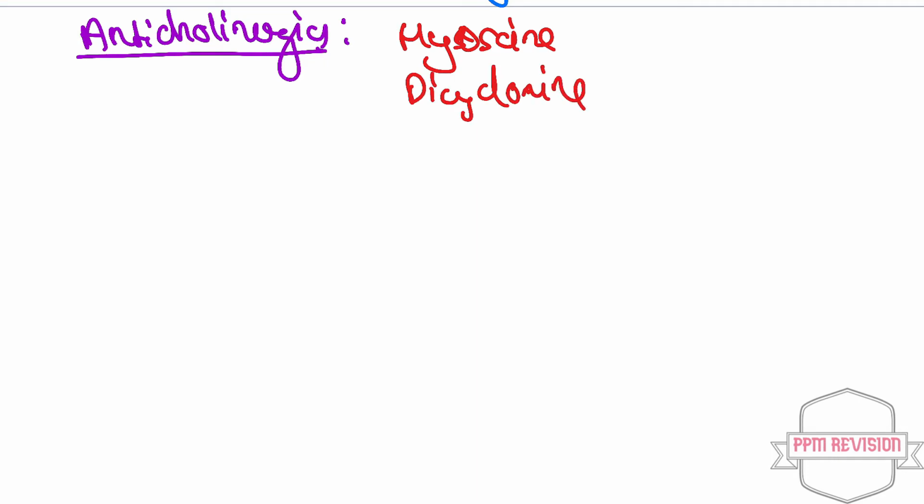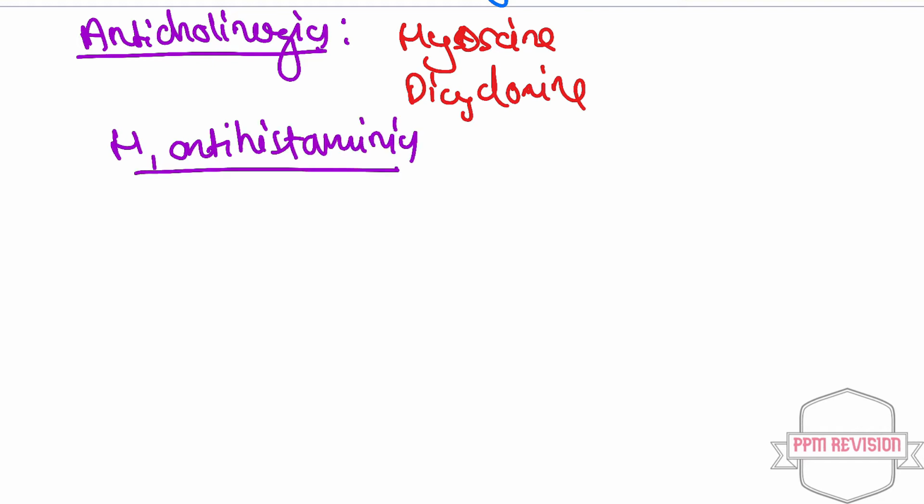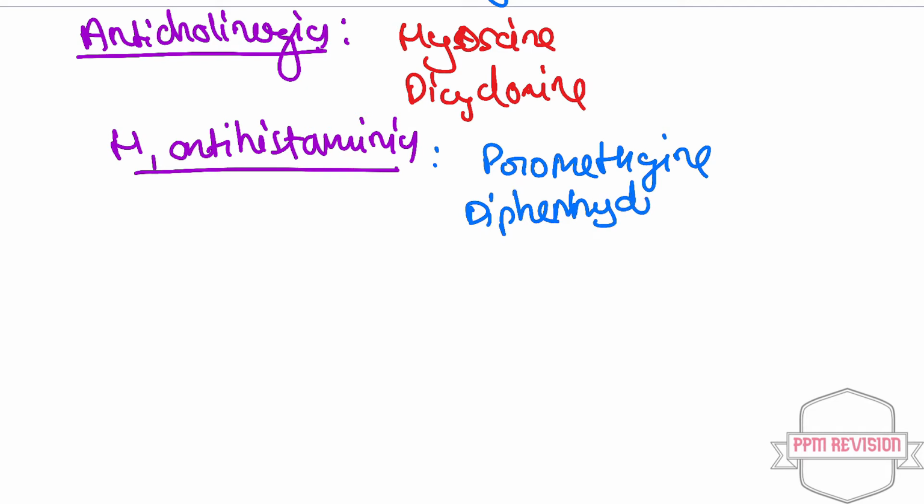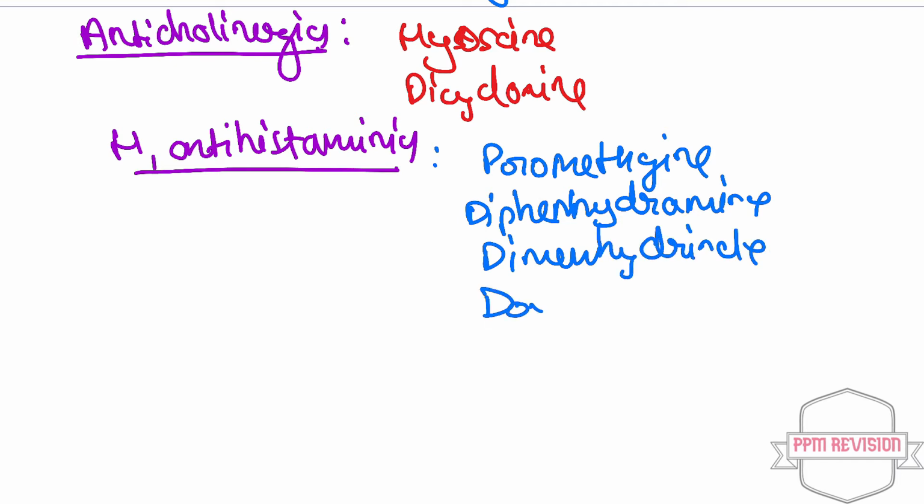Then moving on to the next category, that is H1 antihistaminics. Under this, there is promethazine, then diphenhydramine, then dimenhydrinate. There is also doxylamine. Then there's meclizine, also known as meclozine.